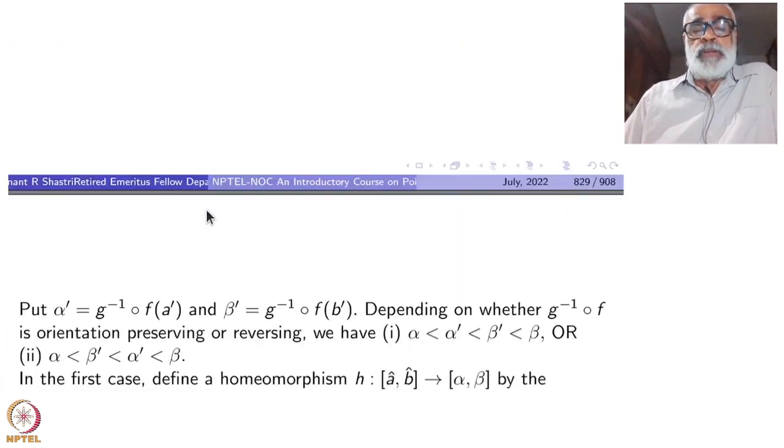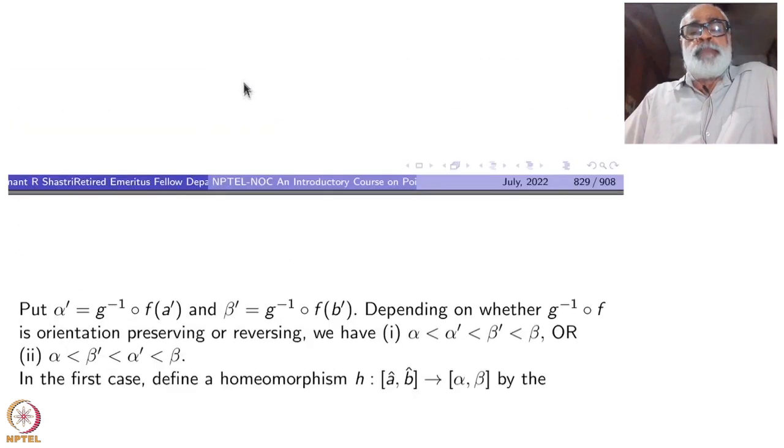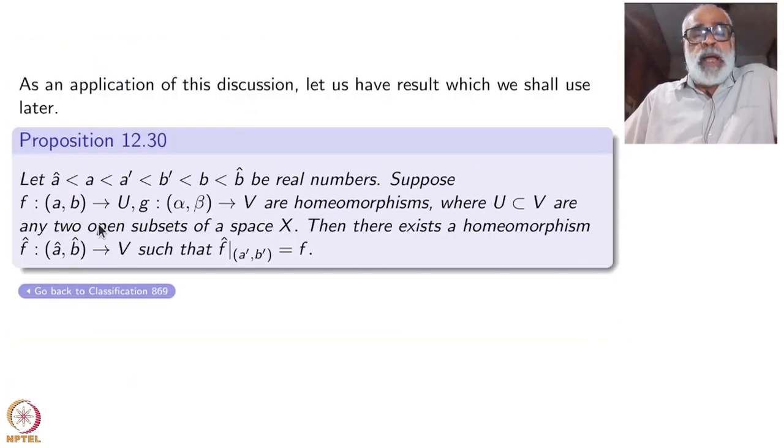Okay, so let us see how. It's not very difficult at all. Take alpha prime equal to G inverse composite F of A prime, and beta prime equal to G inverse composite F of B prime. Notice this one: F of A prime and B prime are in smaller open subsets, smaller than A and B. On that, I don't want to change this F at all. So look at the image of those two elements, F of A prime and F of B prime.